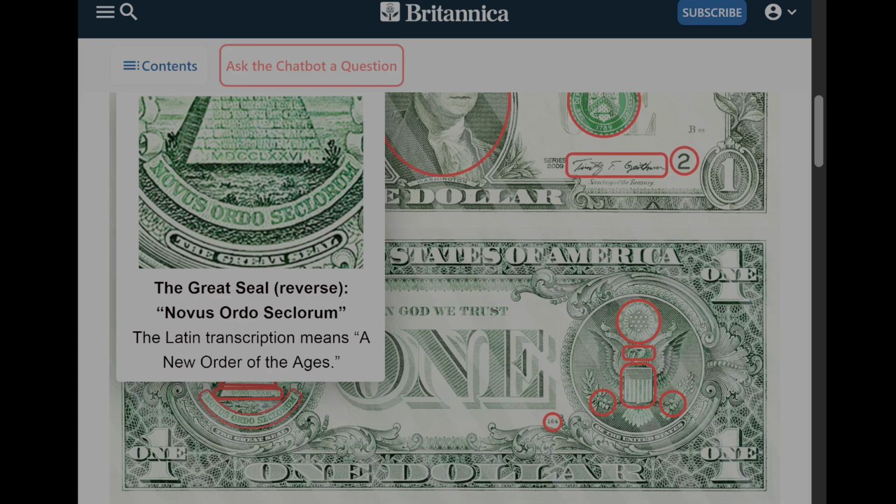The Great Seal in reverse. Novus Ordo Seclorum. The Latin transcription means a new order of ages. Yeah, it's a new devil worshipping cult, if you ask me. And we all live here.